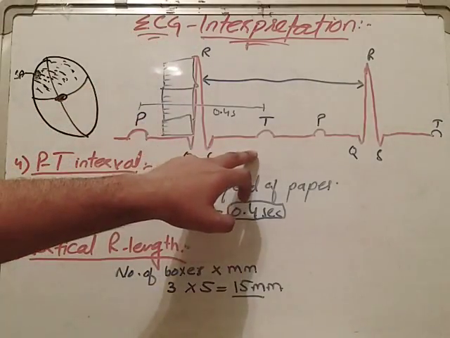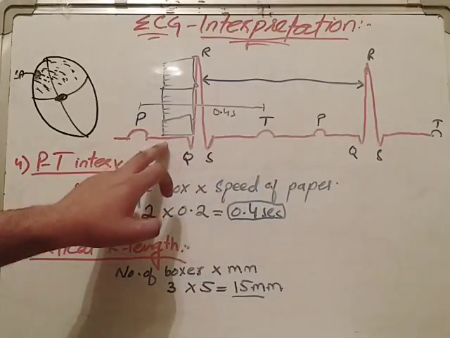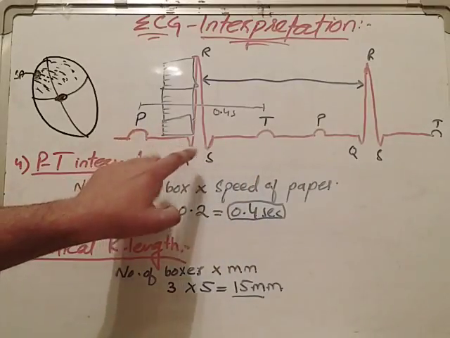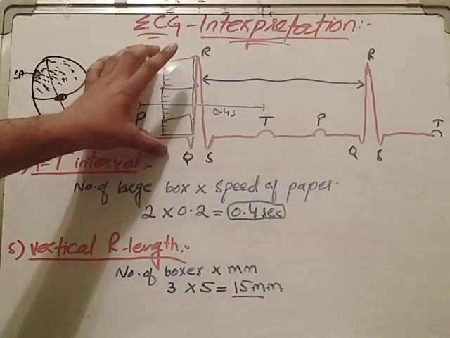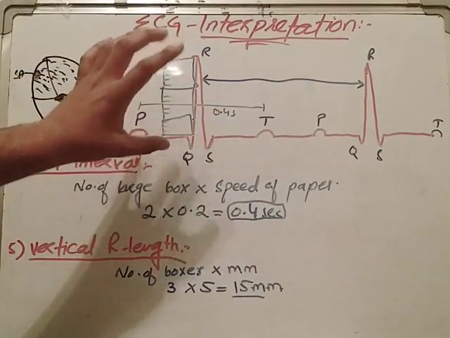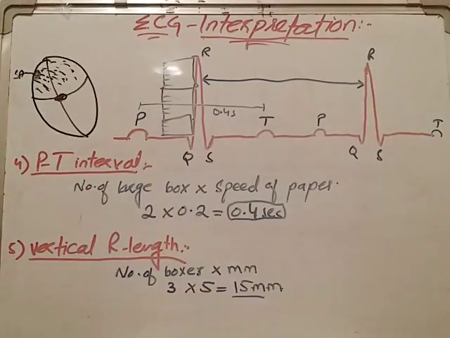Here in the horizontal position we are considering the boxes multiplied by the speed of paper, and vertically we are considering the number of boxes multiplied by the length in millimeter. So this is about the R length and PT interval.